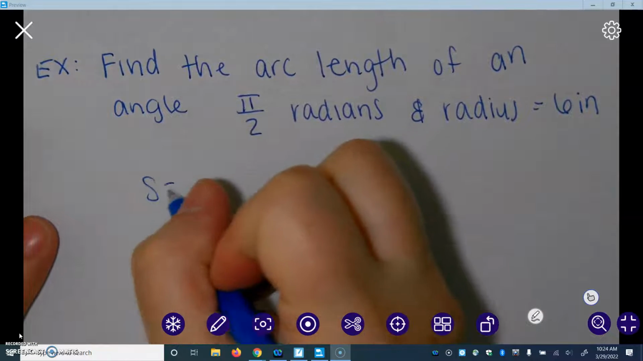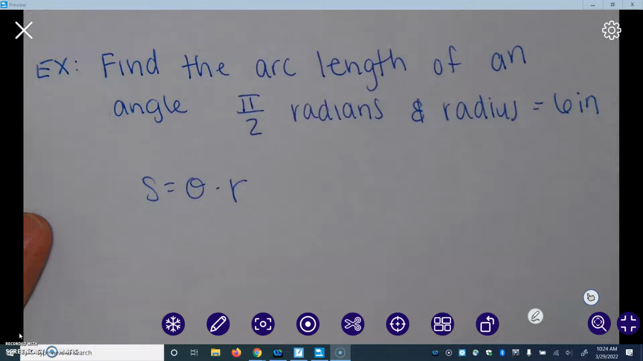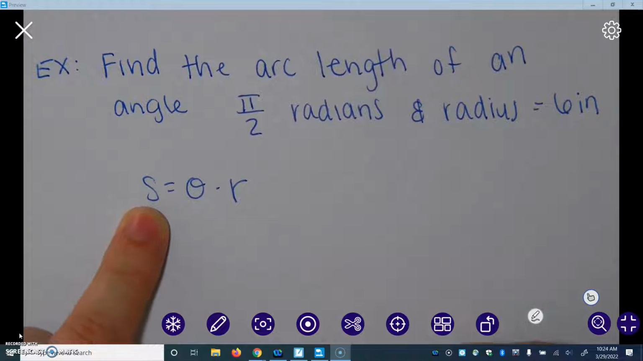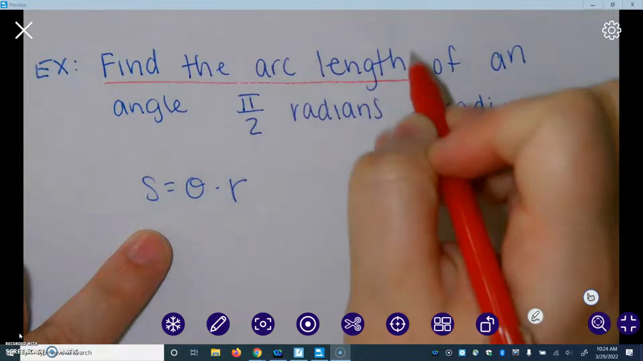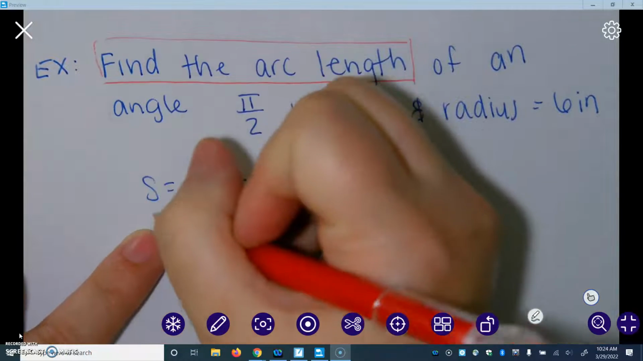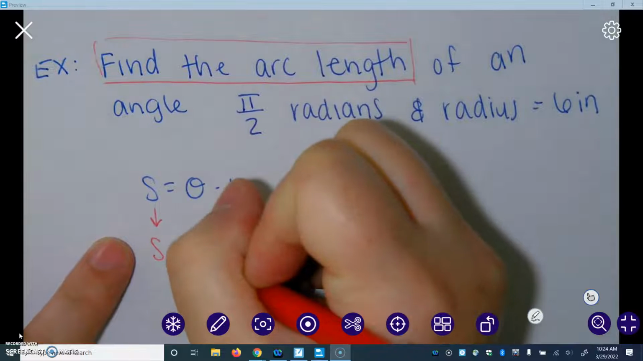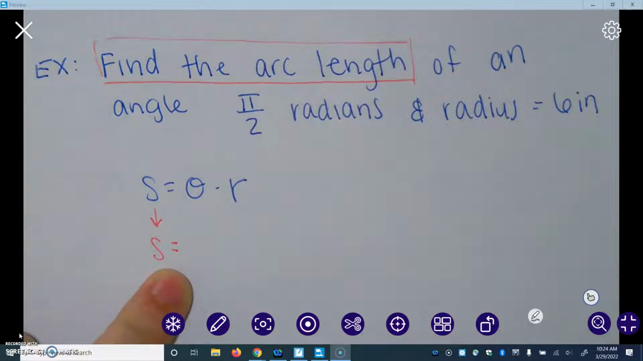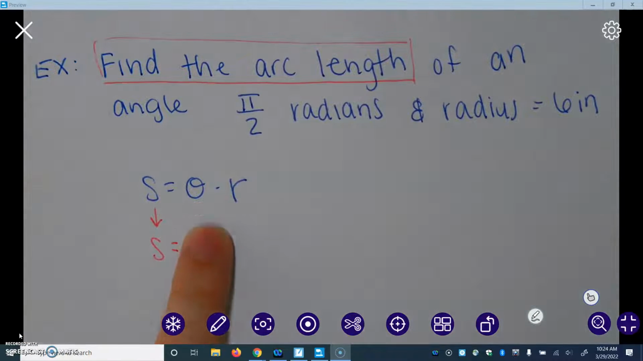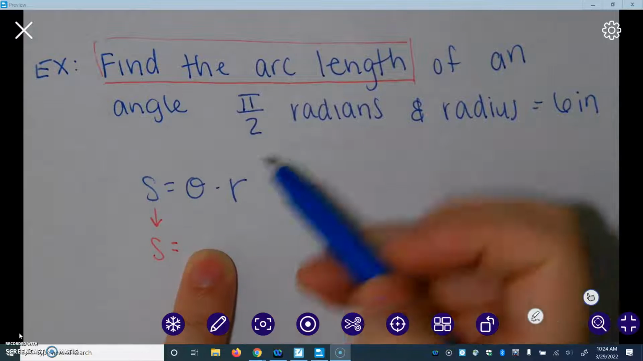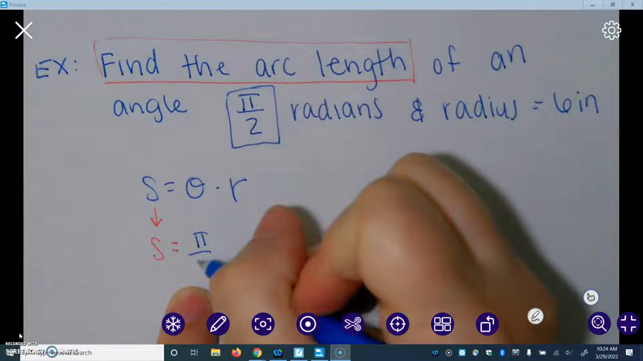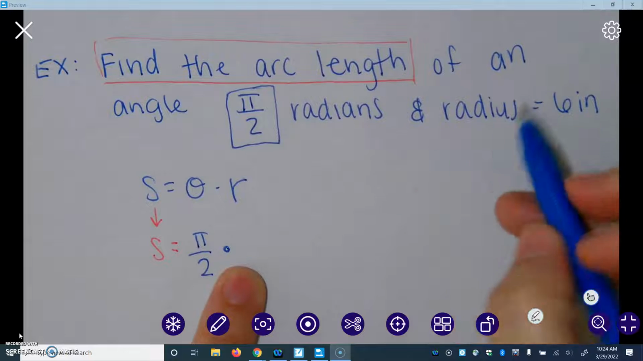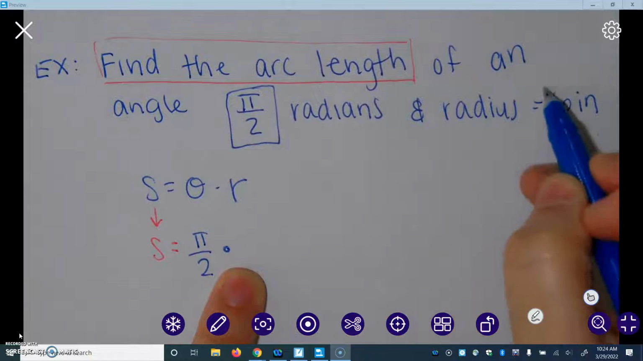So here's my formula. Find the arc length. So that means I do not know what the letter S is. That's what I'm going to be solving for. Find the arc length, that's going to be S. So that means somewhere in here they tell me what the angle is. Well, it says the angle is pi over 2 radians. So that's going to go for theta. And it says the radius is 6.